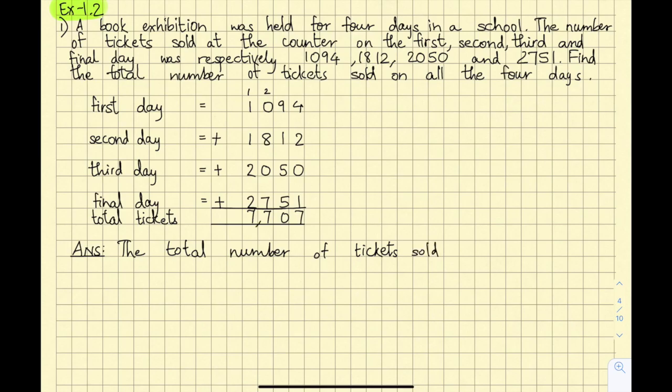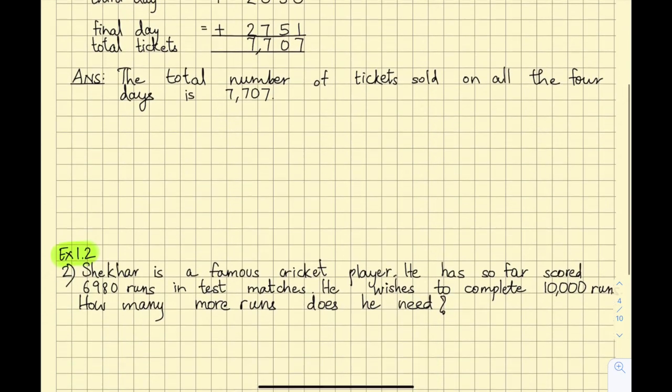And here what is very important is we need to write all the digits one below the other. So your sum solving becomes very easy. So the total number of tickets sold on all the 4 days is 7,707. Now we move on to the next question.